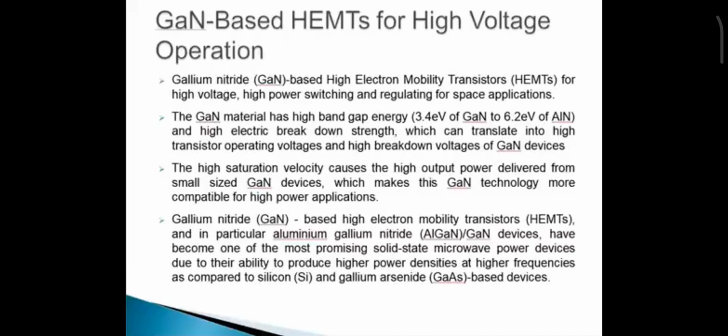The main point is that gallium nitride devices are used for high voltage applications because they have high bandgap energy, 3.4 electron volt for gallium nitride and 6.2 electron volt for aluminum nitride. And one more thing, because of the high saturation velocity, high output power is delivered from small size gallium nitride devices, which makes the gallium nitride technology more compatible for high power applications.